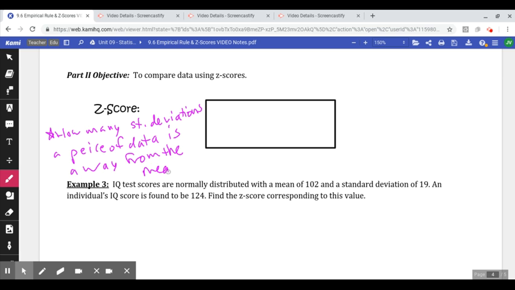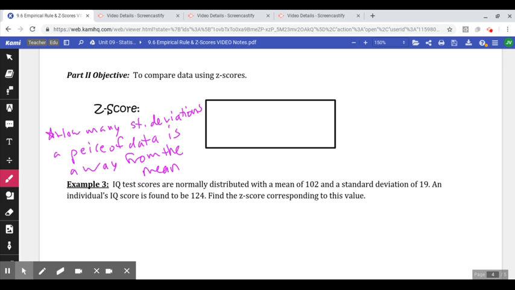So previously, we were looking at data that fell right on either one or two standard deviations above, below, even up to three. Well, sometimes data is not nice like that. Sometimes it falls between one and two standard deviations. Maybe it falls about 1.5 standard deviations above the mean. The z-score for that would be 1.5. So a z-score just tells us how many standard deviations that data is away from the mean. A z-score that's positive indicates that the data is to the right of the mean, and a z-score that's negative indicates that the data is to the left of the mean.